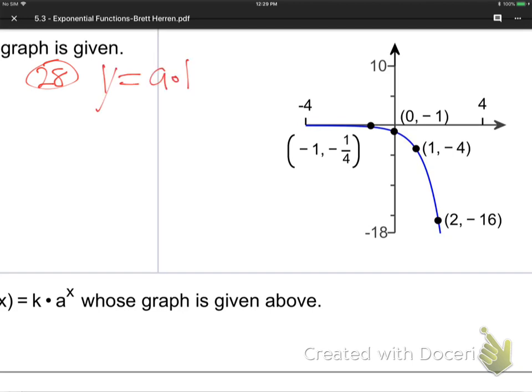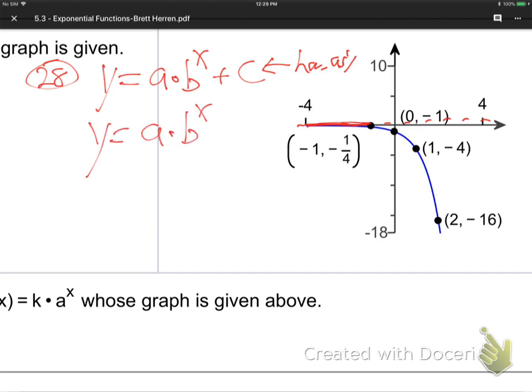So it's a times b to the x plus c. That's the general setup of any exponential equation. What's the c? C is the horizontal asymptote. Yeah, that's 0, right? It's flattening. The dotted horizontal asymptote must be 0. It's flattening out at 0. So that part's just 0. So it's a times b to the x plus 0. You good so far?